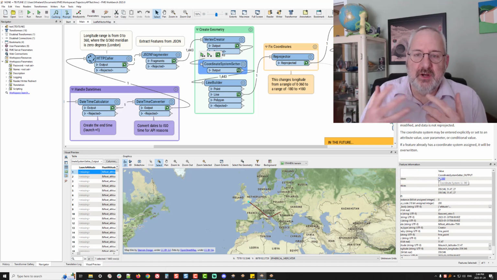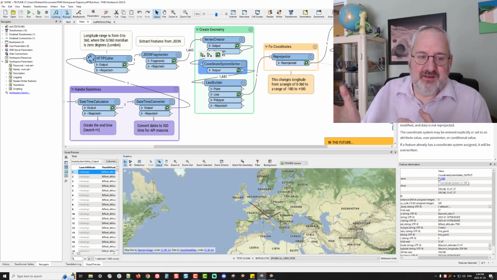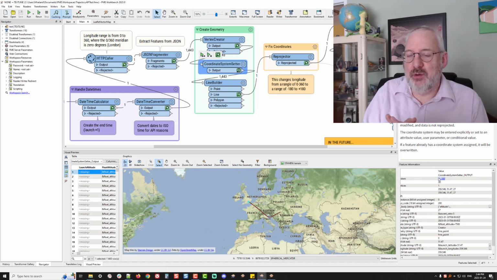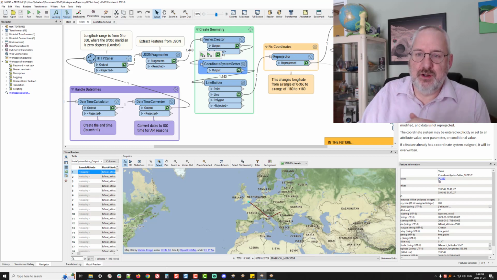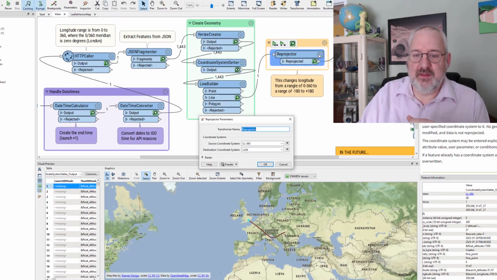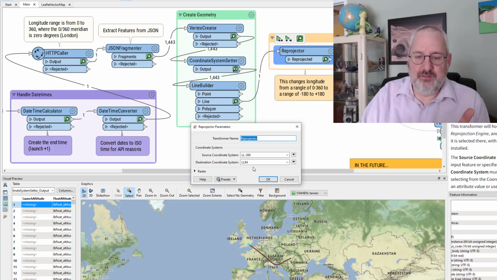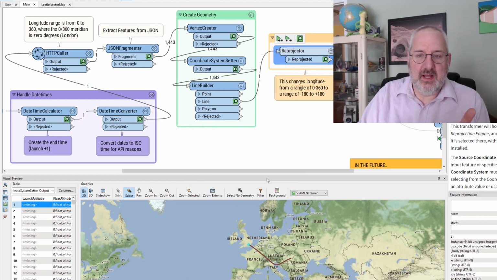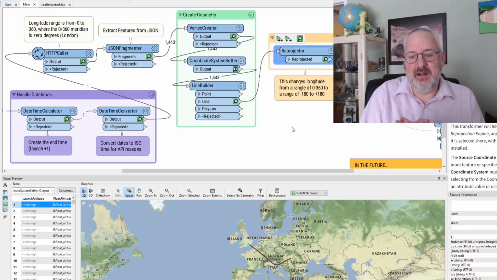Now, for my purposes, I'm going to send this to a different map or a different output, which probably isn't going to know about that coordinate system. So what I'm going to do is just reproject from LL360 to LL84. That's all I really need out of this.